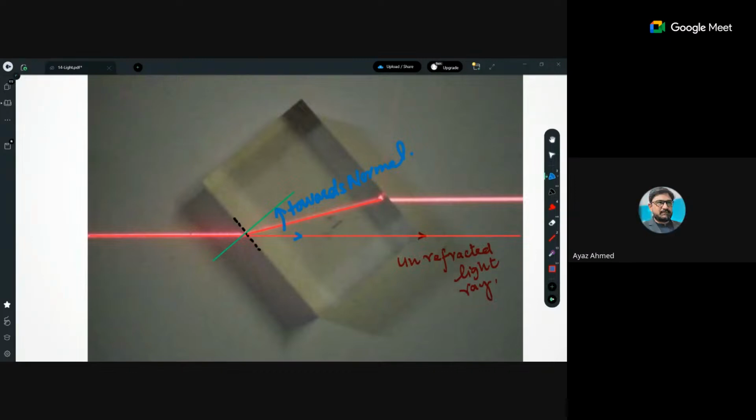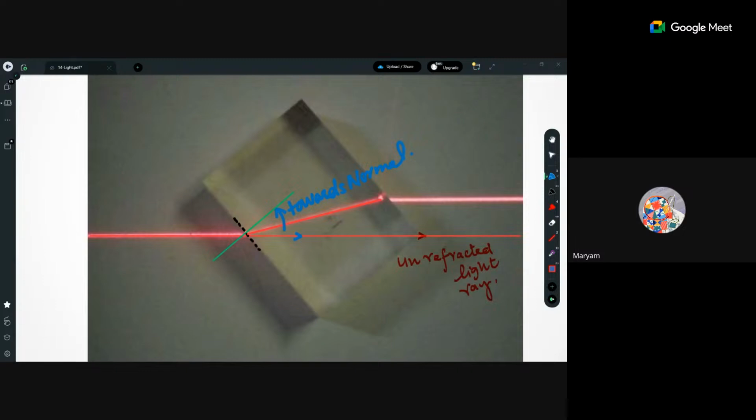Okay, so that happens because the light is slowed down, and when the light slows down, it bends towards the normal. When the light slows down, it bends towards the normal. And did you notice that the angle of incidence is greater than the angle of refraction?